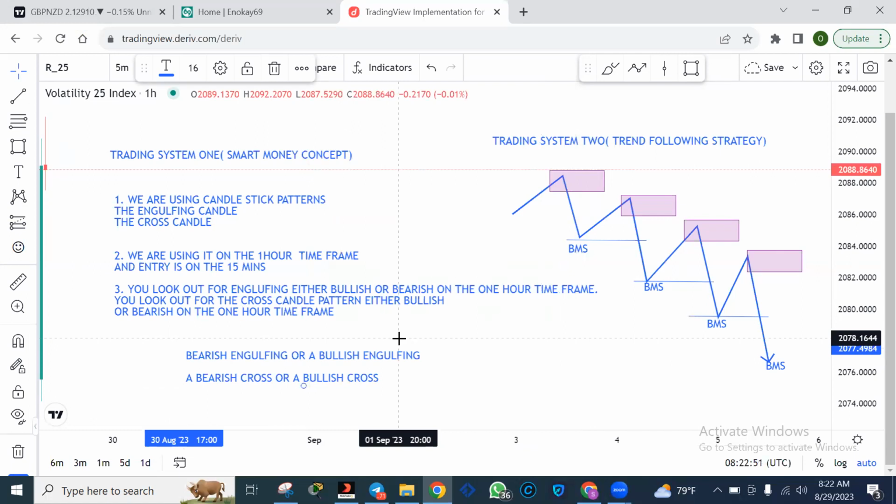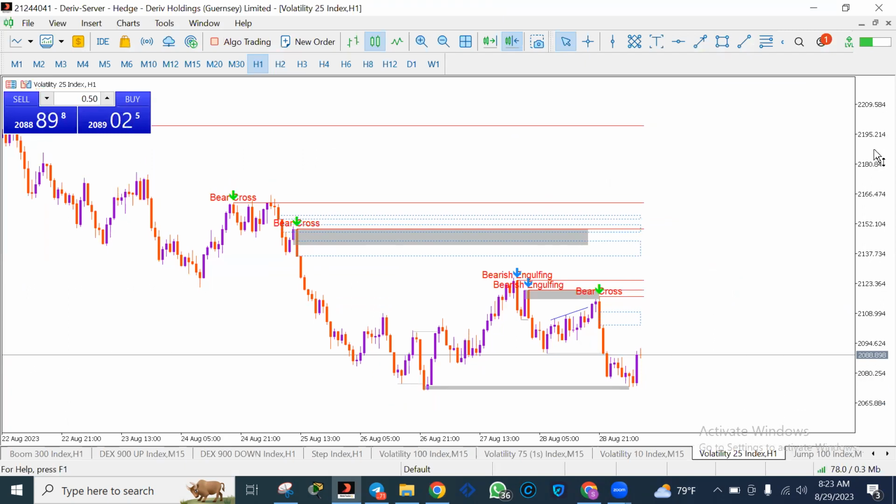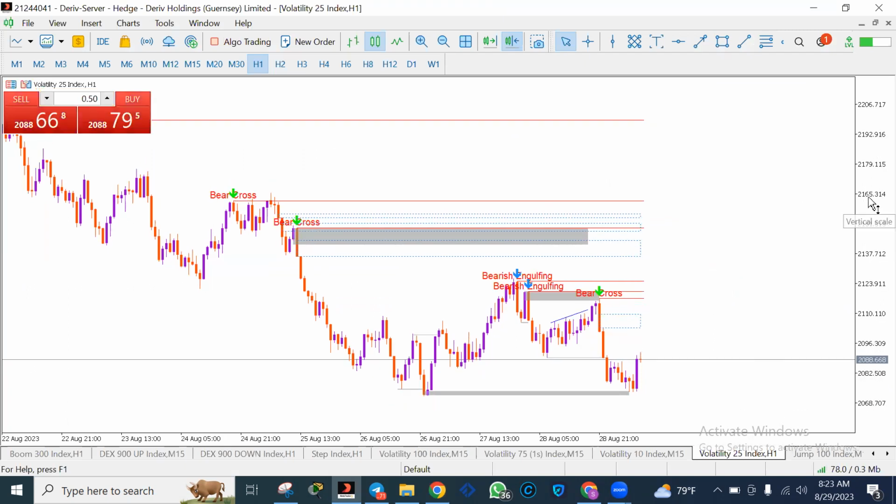I'm going to show you live trades which I took on volatilities, and they have been amazing. So this is volatility 25. Now, let me zoom out very well. On the 1 hour time frame, you can see this bearish engulfing. So let's start with this first one that was here. This bearish engulfing, let's mark it.